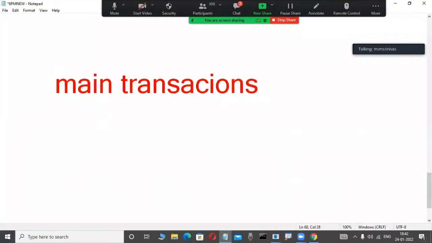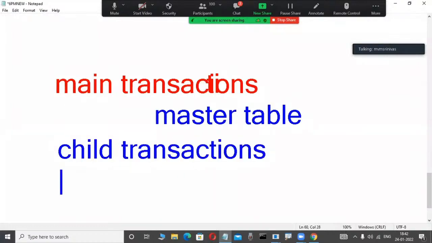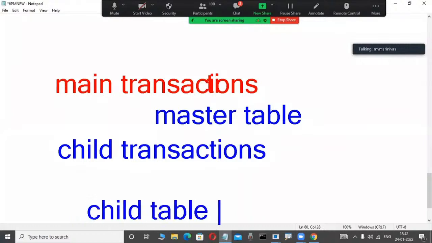Main transactions are stored in a where? Master table. What is this one? Again, related child transactions, in real-time projects, child transactions are stored in a where? Child table. Okay, fine. For example, observe here.